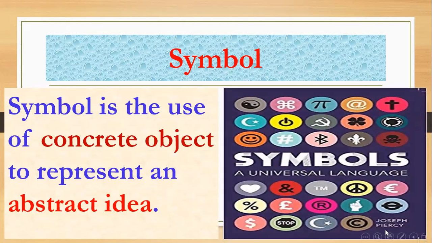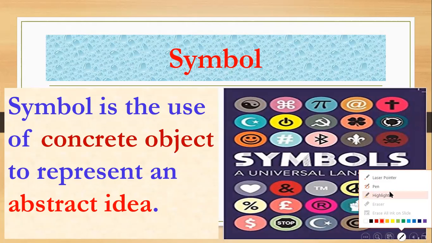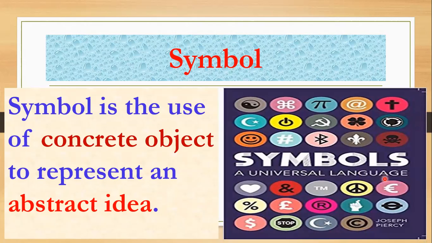Here we have many types of symbols. According to the definition, a symbol is the use of a concrete object to represent an abstract idea. For example, here we have a concrete object, which is the picture of a heart, but this picture of a heart represents love and other things. And here we have concrete objects that represent the dollar, the American currency. So also the other symbols, all of them are concrete objects, but they represent abstract ideas.